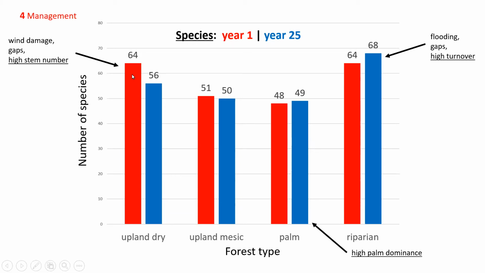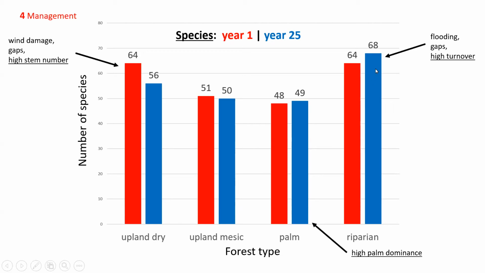This one had a lot of stems. When you have a lot of stems, it's a simple species area relationship. There were a lot of species. With the decline in number of stems, there was a reduced number of species. These are all more or less the same. Not much change over 25 years in these forest types. This palm forest is low because of the high palm dominance.